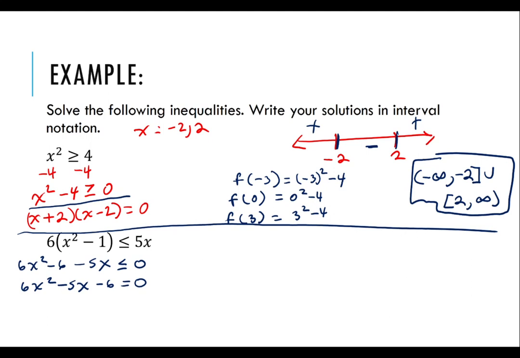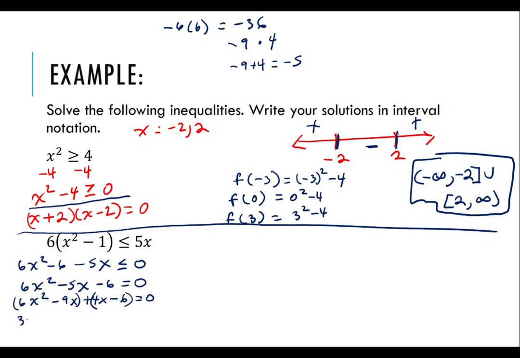A little bit of side work to factor this. So using the AC method, negative 6 times 6, that's going to give me negative 36. Now I'm looking for two numbers that multiply to give me negative 36, but sum to be negative 5. Those are negative 9 and positive 4. Notice that negative 9 plus 4 is going to equal negative 5. And so then I can factor by grouping. 6x squared minus 9x plus 4x minus 6 is equal to 0. Factor by grouping.